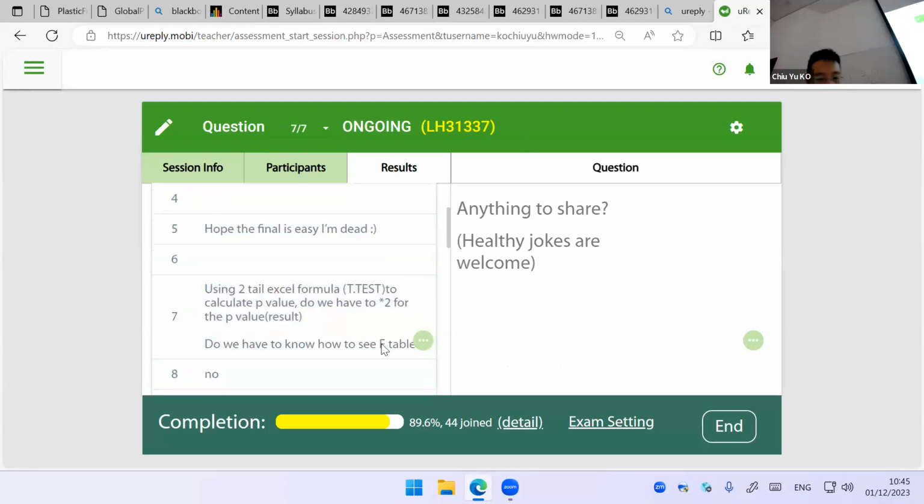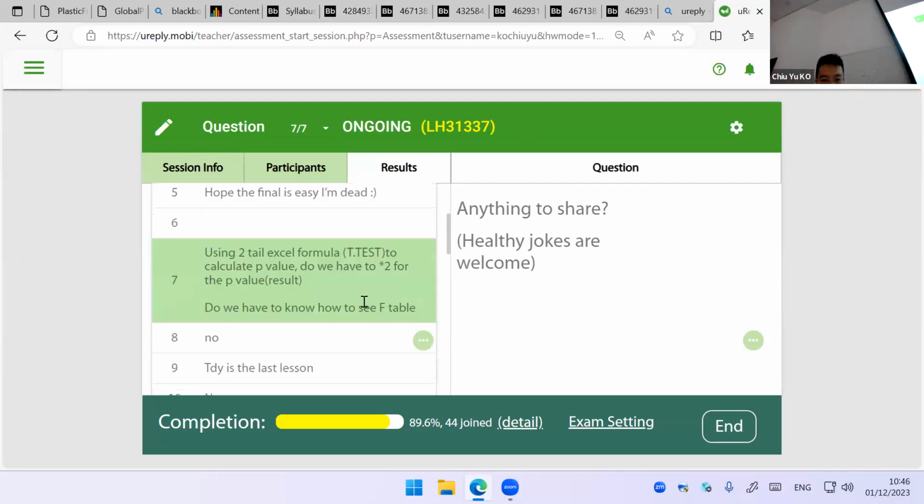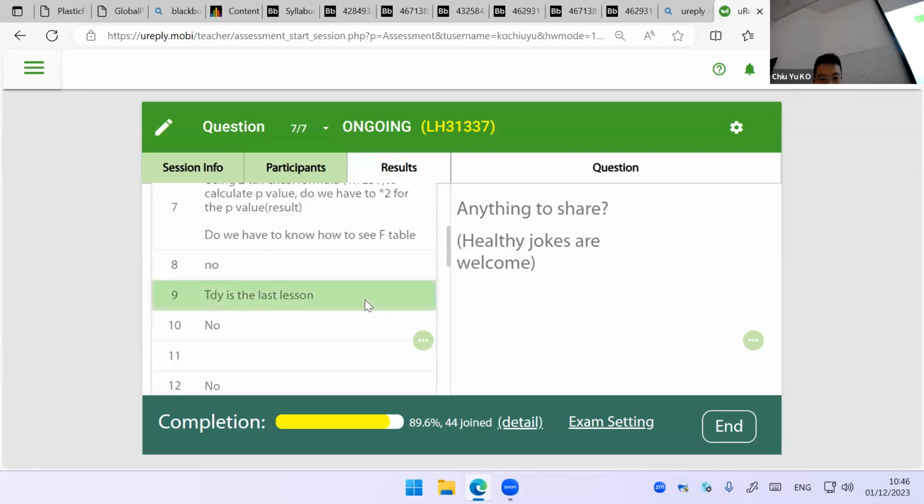For the F table, I think probably you don't have to worry about the table because I said for the 2 sample tests, you just focus on Excel. So the F table, you can print that. Printing it is fine.